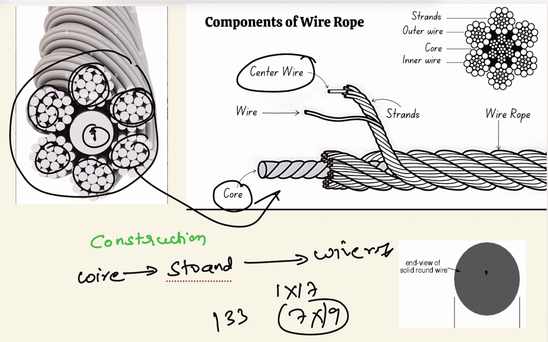Now the second question is how we are able to achieve low bending and torsional resistance using this construction.